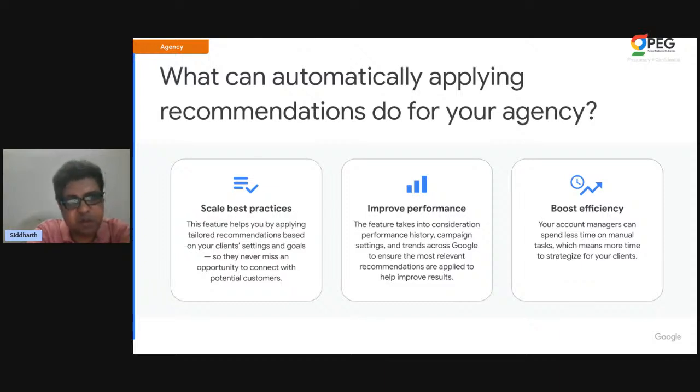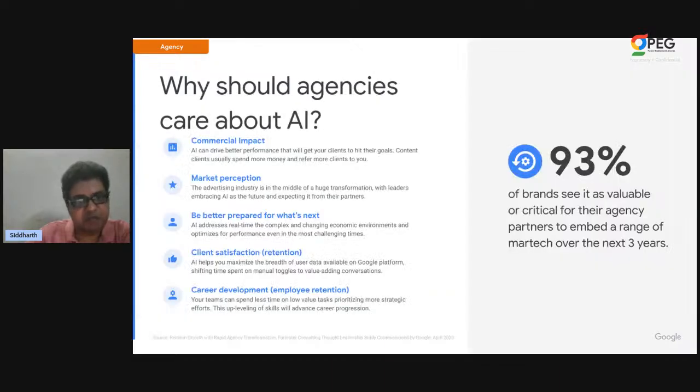So you are also able to improve your overall performance, and you are also able to boost your efficiency, because now you will be able to devote a lot of time towards more strategic and productive initiatives, and you will be able to standardize some of the practices and processes that have set you up for success, right? So this is how, as an agency, it is extremely important.